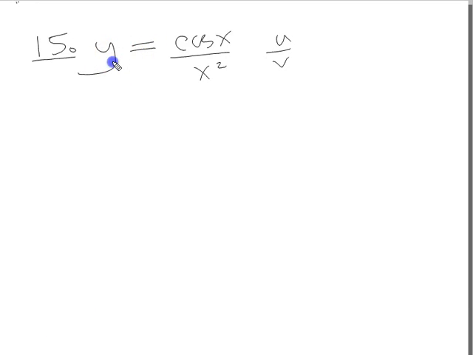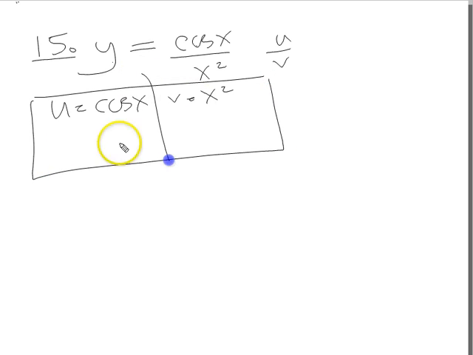Right, 15 then, guys. y equals cos x over x squared. So we've got a quotient again. So u is the thing on top, v is the thing underneath. So let's do our grid. Just take a moment of time on it.